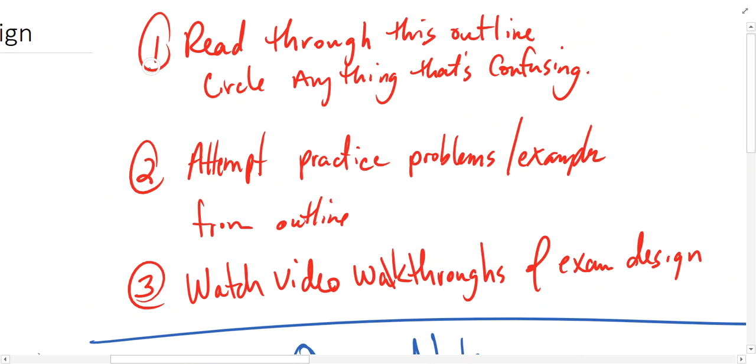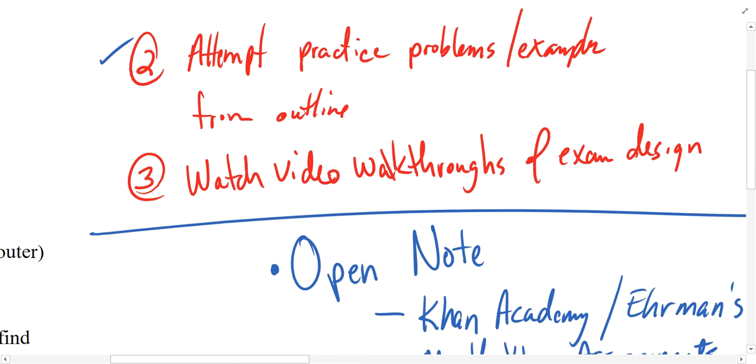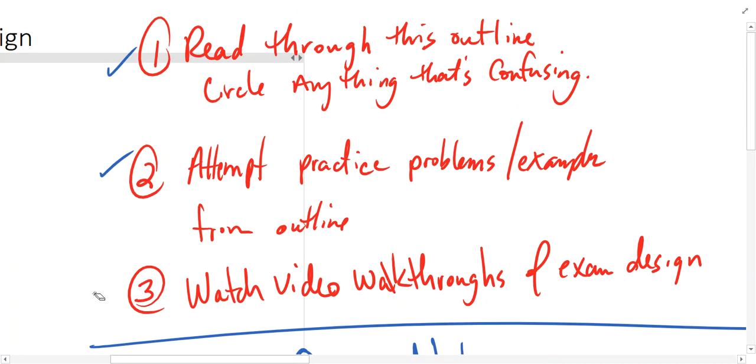And then I also suggested the following 3 steps to prepare yourself for the final exam. So as I just mentioned, read through this outline and circle anything that's confusing or that you think you may have forgotten about. Then move on to attempting the practice problems and examples from the outline. And then lastly, watch the video walkthroughs of the exam design. So I assume that you're finished with 1 and 2 already. You've given an honest effort to this series of practice problems. So now you're watching the video walkthroughs and you're at step number 3.